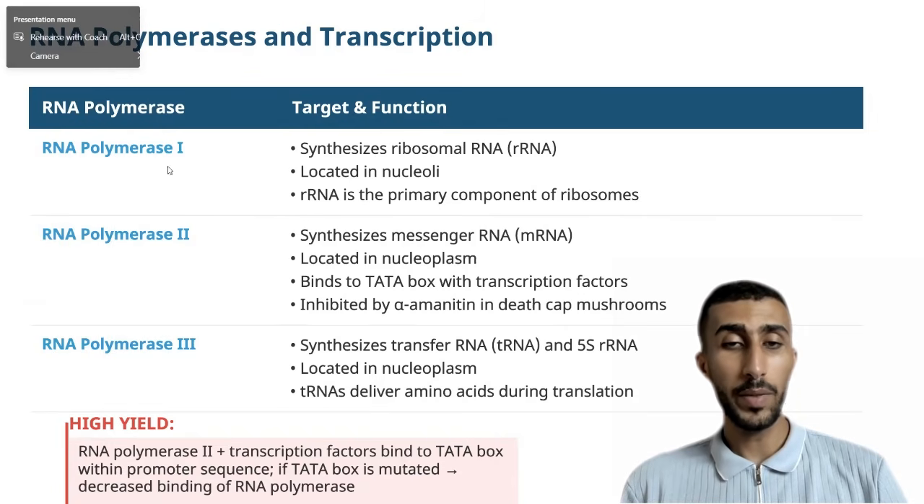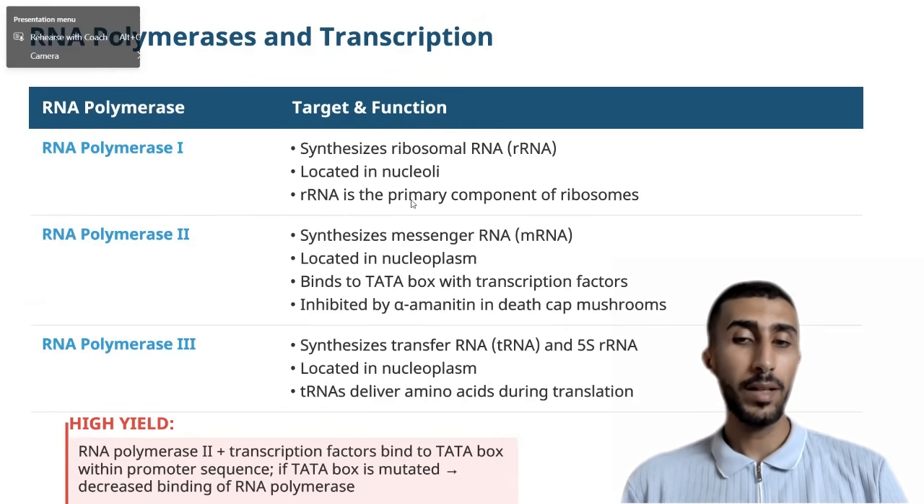RNA polymerase 1 is responsible for ribosomal RNA synthesis, 2 for messenger RNA, 3 for transfer RNA and the 5S rRNA. As for location, RNA polymerase 1 is located in the nucleoli, the most central part, while 2 and 3 are located in the nucleoplasm. RNA polymerase 1 synthesizes ribosomal RNA, which is like the factory for proteins, the primary component of ribosomes, versus RNA polymerase 2 forming mRNA.